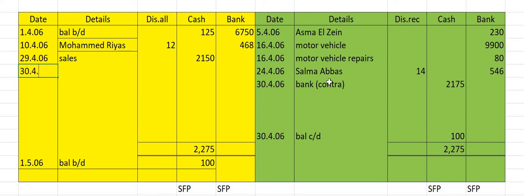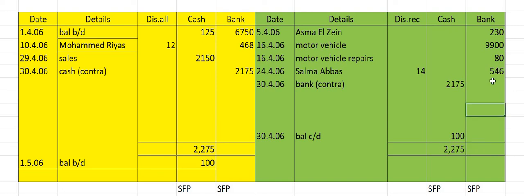30th, 406. Opposite account's name cash. And then you're going to enter this amount, the same amount, 2175 on the debit side of the bank column. This is called the contra entry. You left only 100 with you as cash and the remaining amount you deposited to the bank. So you credited the cash column and then you debited the bank column. And here also it is important to mention that it is a contra entry.